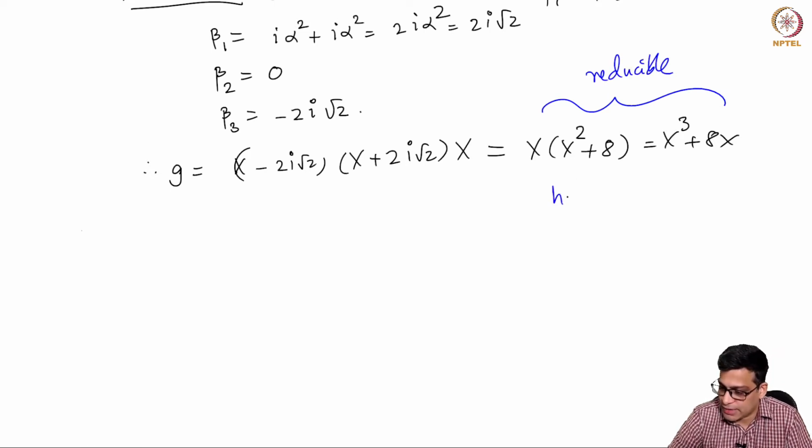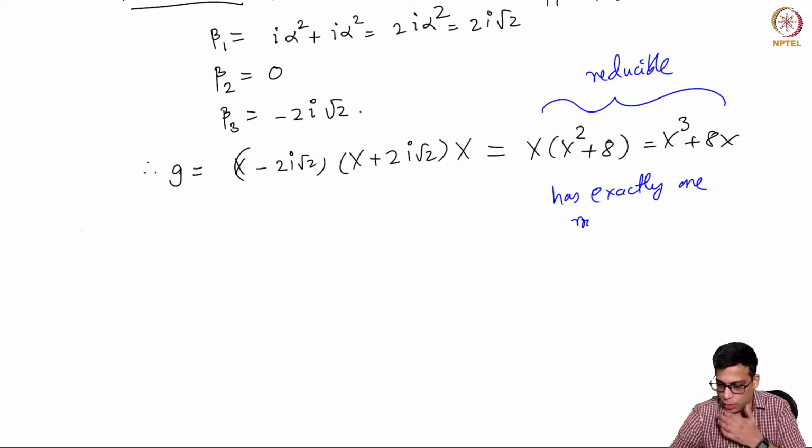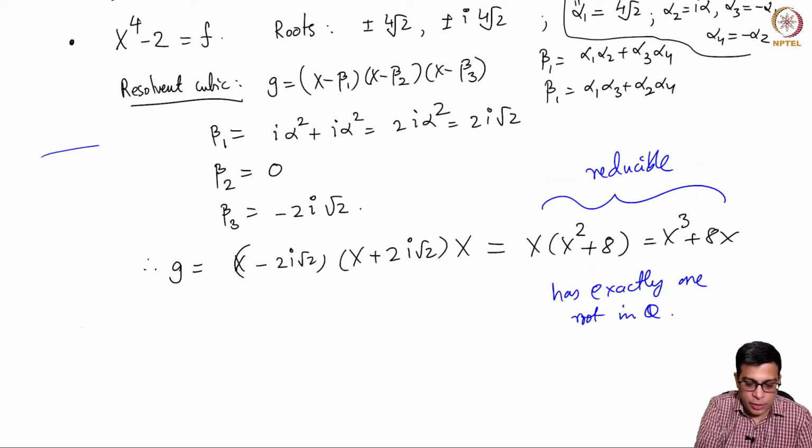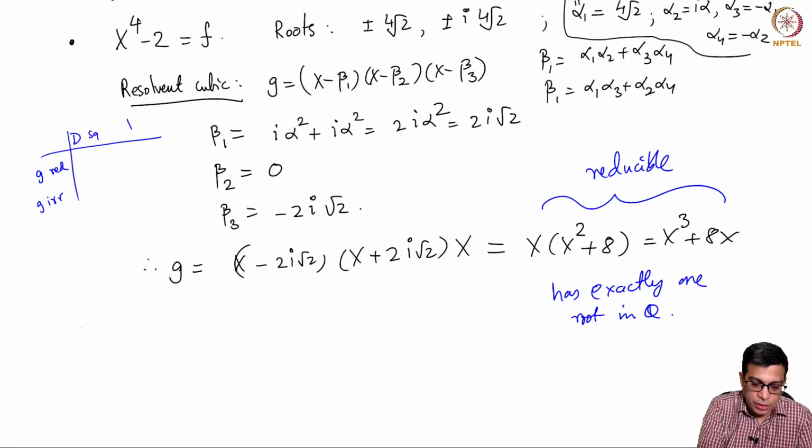In fact, it has exactly one root in Q, right? So if you now recall the table for G reducible, G irreducible, D square, D not a square. So right, these are the 4 possibilities. I think this was A4, this was S4, this is D2, this is D4 or C4.